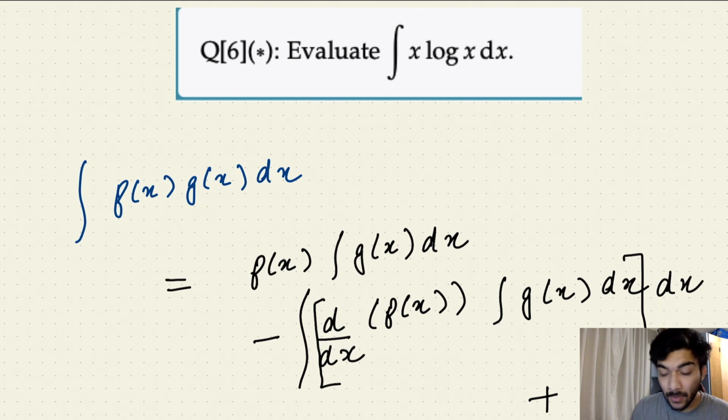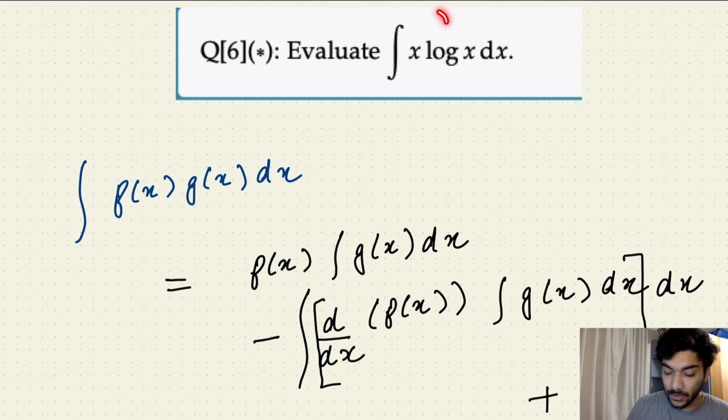So integration by parts is used when you have a combination of two functions and it's not easier to solve the integral of the combination of both functions by using the normal methods that we discussed in the previous videos. So if that is the case, we use integration by parts in order to solve these types of questions.